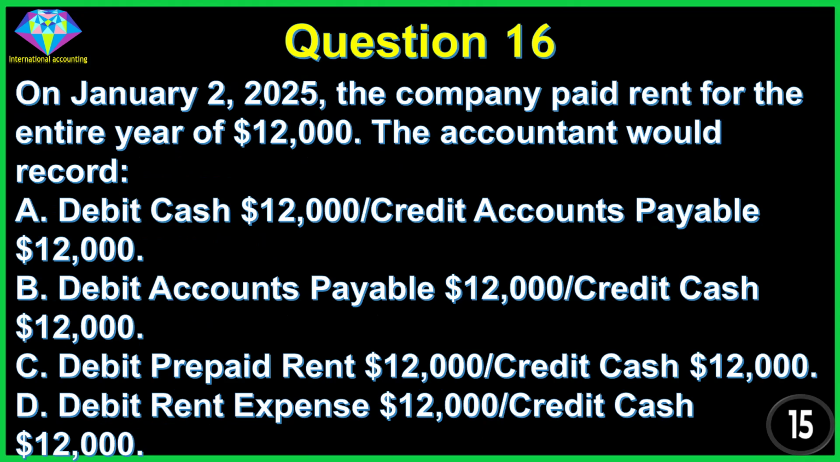On January 2, 2025, the company paid rent for the entire year of $12,000. The accountant would record: A. Debit cash $12,000 per credit accounts payable $12,000. B. Debit accounts payable $12,000 per credit cash $12,000. C. Debit prepaid rent $12,000 per credit cash $12,000. D. Debit rent expense $12,000 per credit cash $12,000.